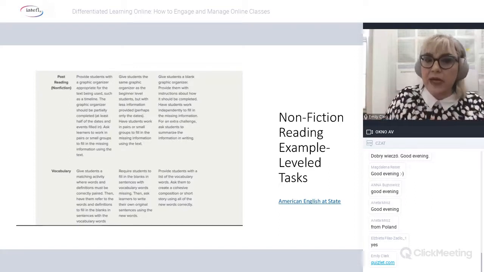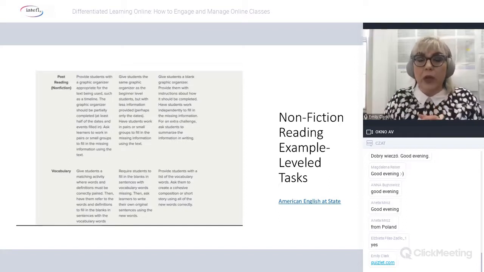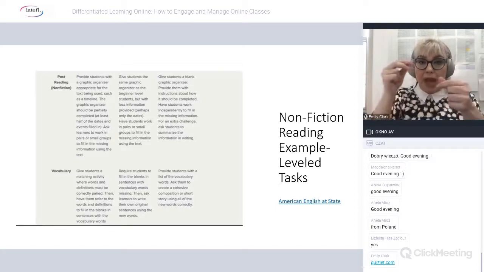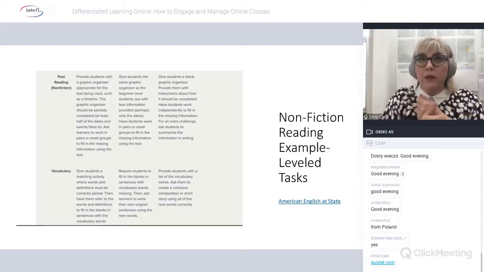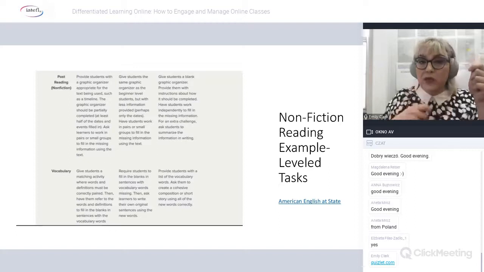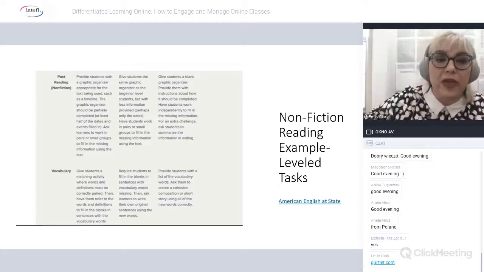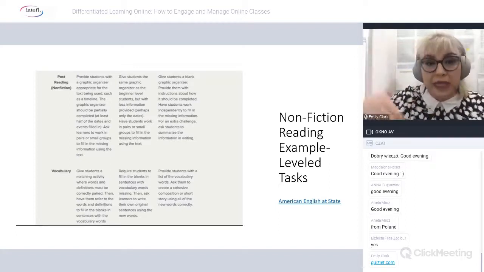And then the same thing for vocabulary. If they're low-level learners, can they match the vocabulary? Here's the word and the definition. Here's the word and, is it used correctly in the sentence? And then you can give them missing vocabulary here.